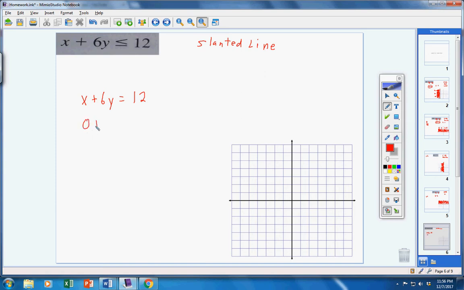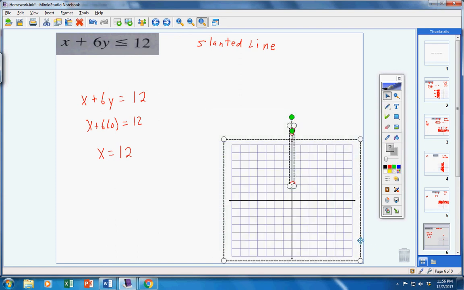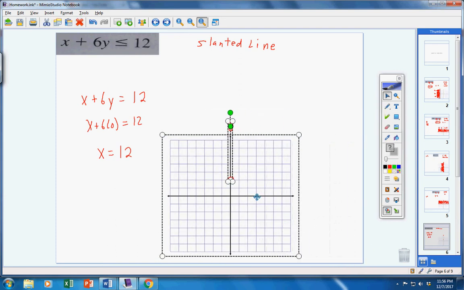I'm going to put a 0 in for x and solve for y. And that will give me a 2 on the y-axis. Then I'm going to substitute 0 in for y, and get 12 on the x-axis. So I'll have to move this over a little bit, get some room.